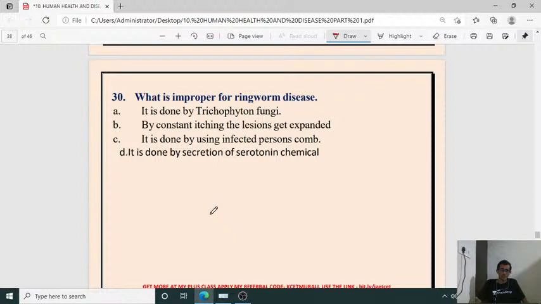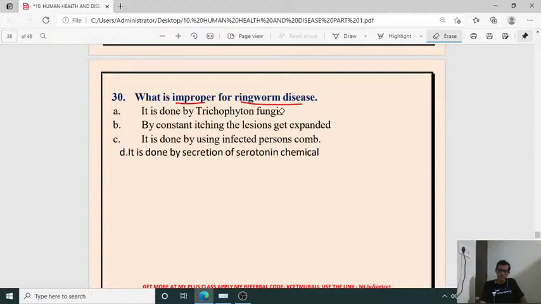Last question, what is improper for ringworm disease? Ringworm disease, that is Trichophyton rubrum, isn't it? Here I have given wrong; I want the improper or wrong statement with respect to ringworm disease. So the 30th one, the right answer is, let us see. A: It is caused by Trichophyton fungi, that is right. By constant itching, the lesion will expand, that is also right. And it is spread by using an infected person's comb. Yeah, it is going to be transferred from person to person through an infected person's comb.